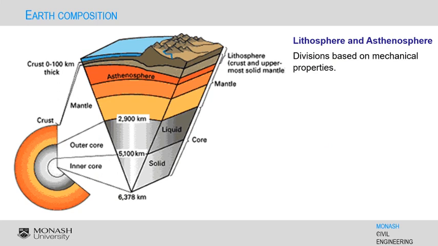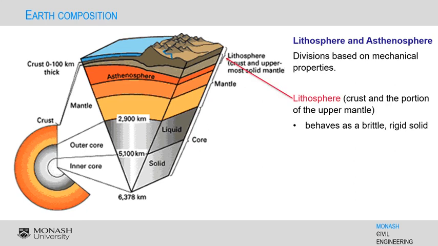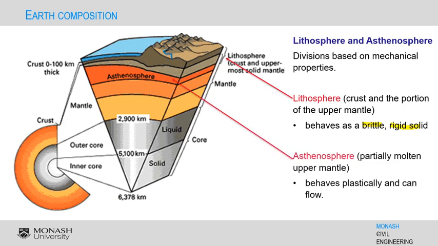The lithosphere and asthenosphere are divisions based on the mechanical properties. The lithosphere is composed of both the crust and the portion of the upper mantle that behaves as a brittle rigid solid. The asthenosphere is partially molten upper mantle material that behaves plastically and can flow.